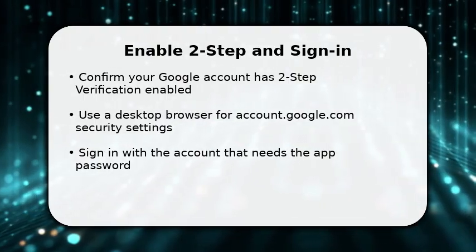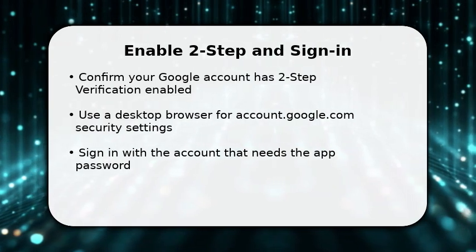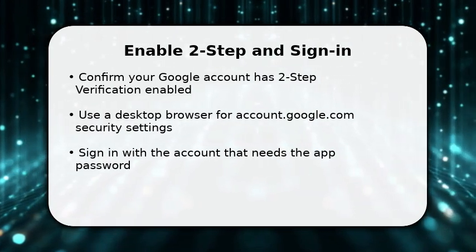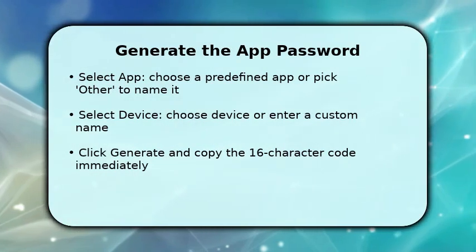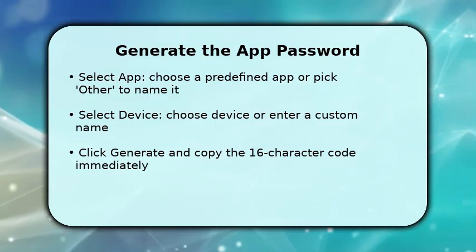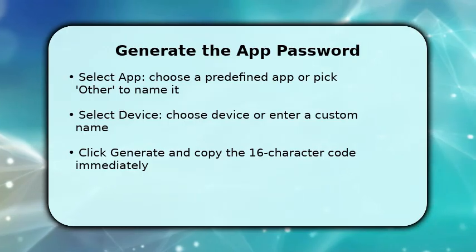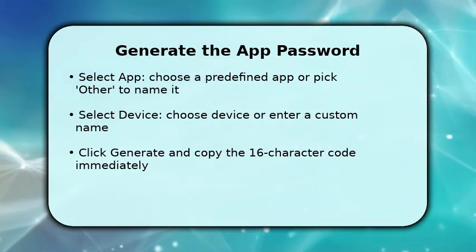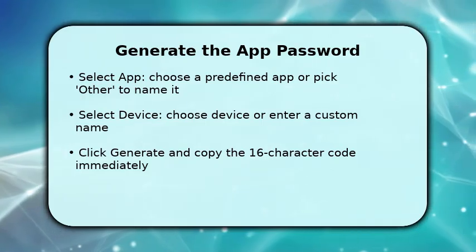This first step establishes the trust layer, so the app password can be generated securely and used for legacy or less secure apps. Now generate the app password itself by selecting the app and device context. Pick Mail and the device, or choose Other and name it so you remember why you made it. Click Generate, and Google displays a 16-character code. Once displayed, copy it exactly without spaces.